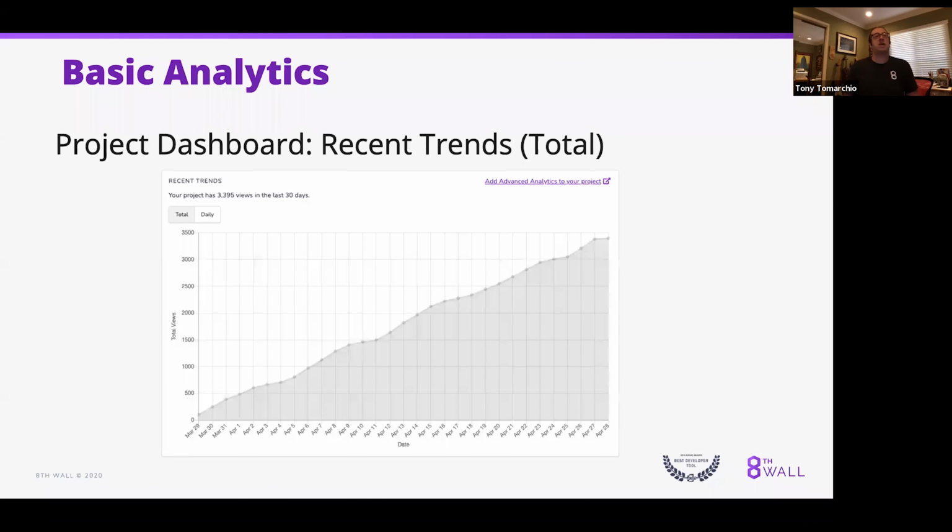Now, more specifics on the analytics that you do get from 8th Wall. The first place you can find these project analytics is right there on the project dashboard. If you log into your 8th Wall account, select your project, and scroll down on that project dashboard page, you're going to see a recent trends graph. This graph displays the views over the past 30 days. So this is a rolling window, the window is shifting every single day.